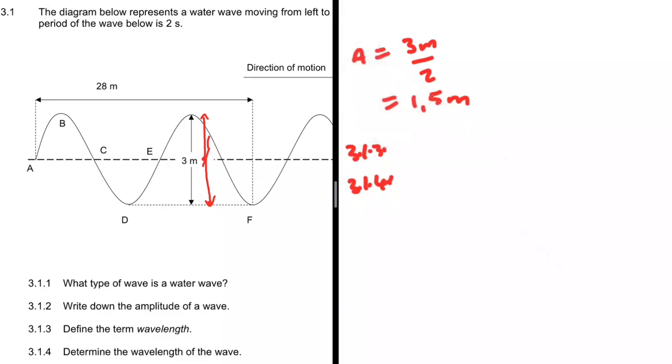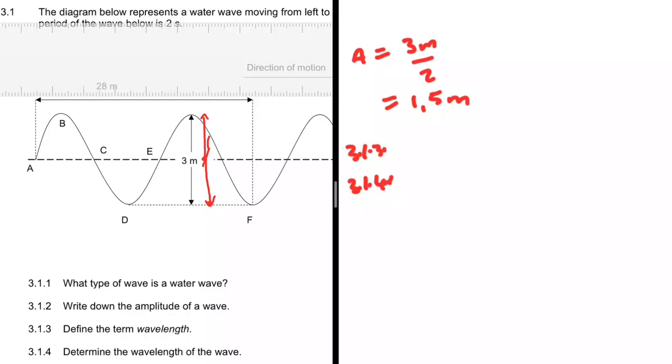So we are given some distance here of 28 meters, right? But then we need to figure out how many waves are in that 28 meters. That's what we need to figure out.